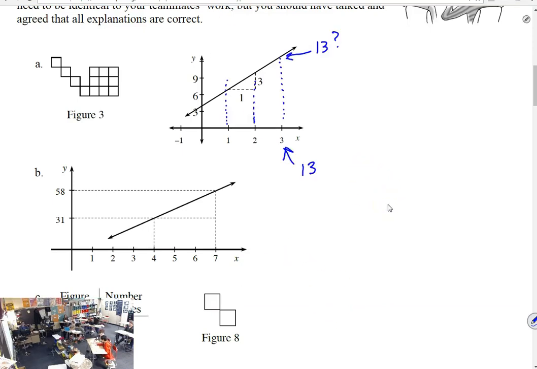Okay, what's a castle? What is that? This. Oh, figure 1? Okay, so let's start with figure 3. It starts... okay, 9 plus 4 is 13. Wait, that's m times x.